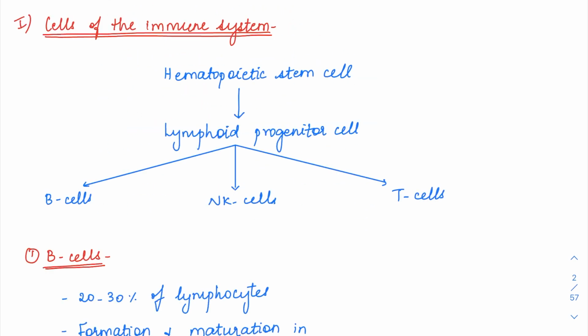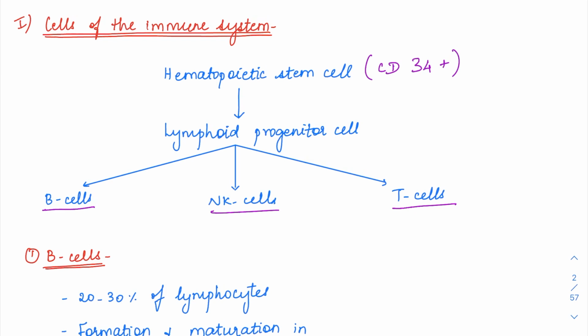So, starting with the cells of the immune system. All of the immune cells arise from the hematopoietic stem cells. The hematopoietic stem cell is going to produce both the myeloid progenitor cells and the lymphoid progenitor cells. The myeloid progenitor cells in turn give rise to the erythroid, megakaryocyte and granulocytic cells, while the lymphoid progenitor cells give rise to the B cells, NK cells and T cells. The hematopoietic stem cell is positive for CD34, so the marker of the hematopoietic stem cell is CD34.